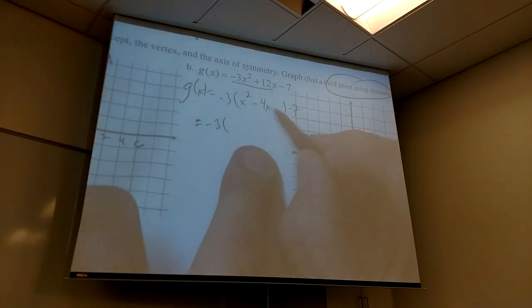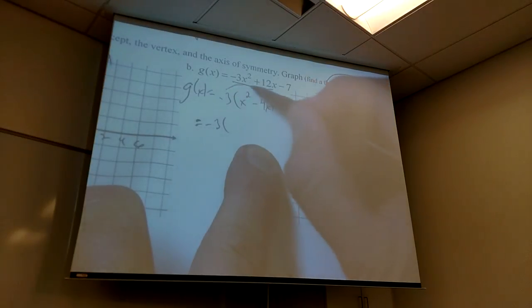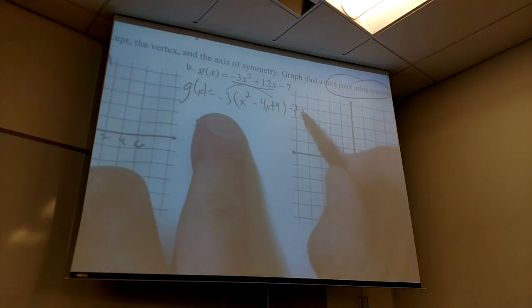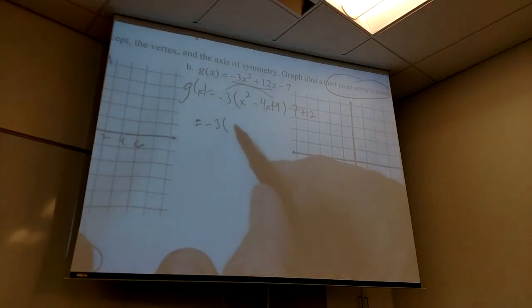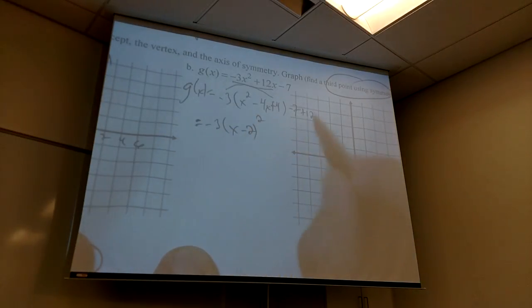So now what do I have to put here? Half of -4. -2 squared is 4. So what did I actually just do? Subtract 12. I subtracted 12, so I better add 12. So I end up with x minus 2 squared plus 5. I like it.